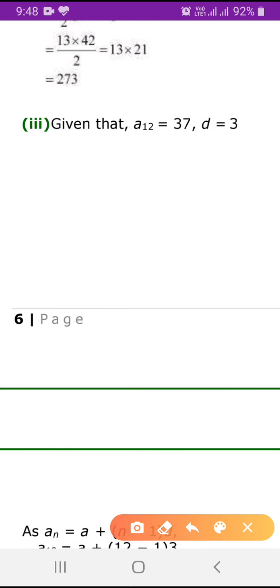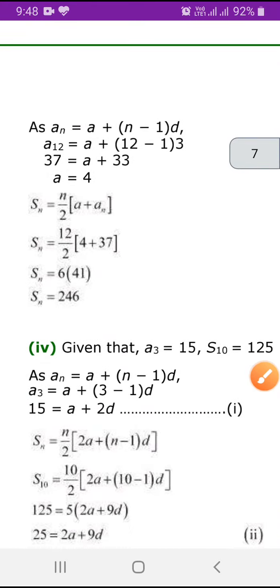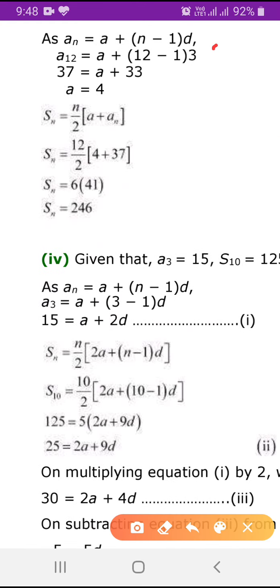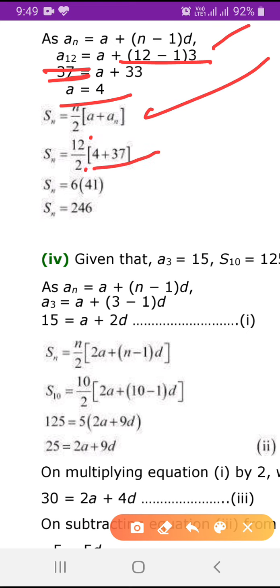Question number 3, part number 3: a12 equal to 37, d equal to 3. Now put in an equal to a plus (n minus 1) into d, we get a12 equal to a plus 11d. 12 minus 1 is 11, so 37 equal to a plus 33, a equal to 4. Now put all these values in Sn equal to n by 2 into (a plus an). Put 12 by 2, 4 plus 37. After solving we get Sn equal to 246.